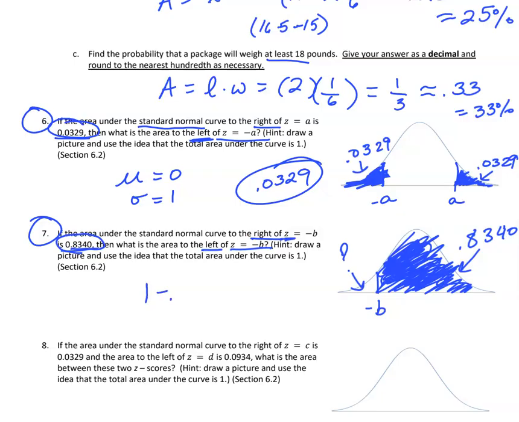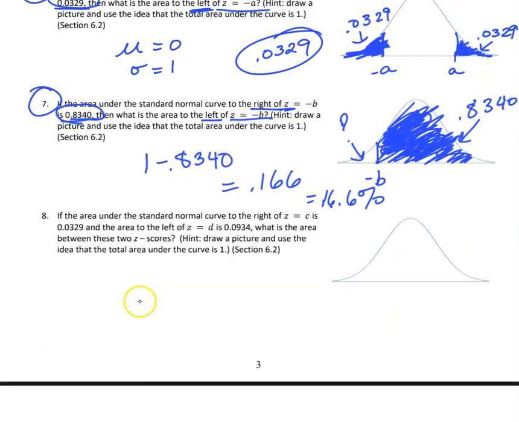So 1 minus 0.8340, let me make sure. I just never trust myself when I'm trying to do this stuff in a recording. 0.8340, yeah, that's what I was thinking. Okay, so 0.1660, so about 16.6% if you want to make it a percentage, although a decimal would be fine as well. Draw a picture for these questions. I think these are important to do with a picture.